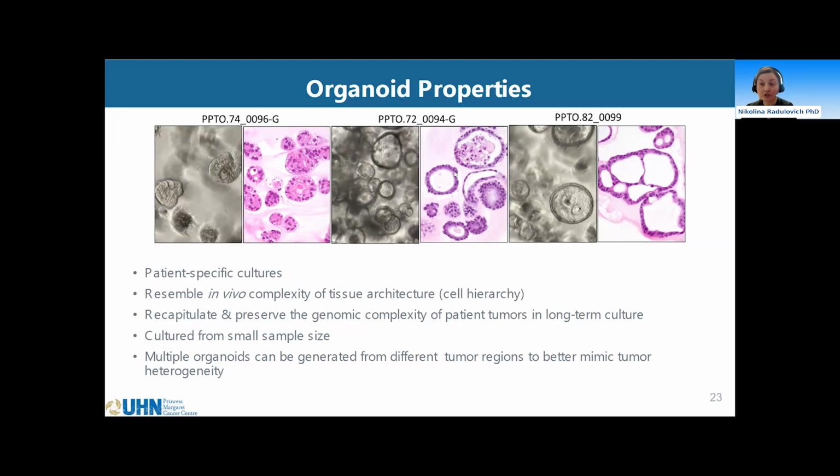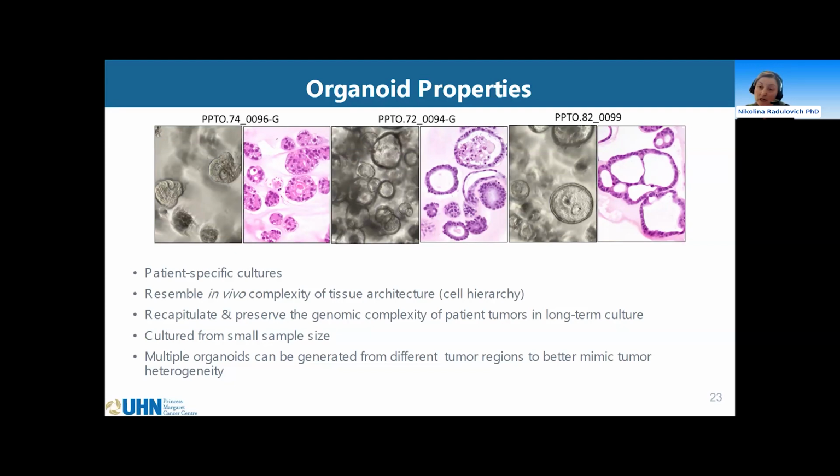They're forming lumens just like they would in a patient's body. Some of them have multiple lumens, and there's a lot of different morphology even within the same organoid culture that comes from the same patient tissues, which is similar to the original patient. So they do also recapitulate and preserve the genomic complexity of patient tumors. They don't change a lot genetically as you passage them, like the cell lines do.